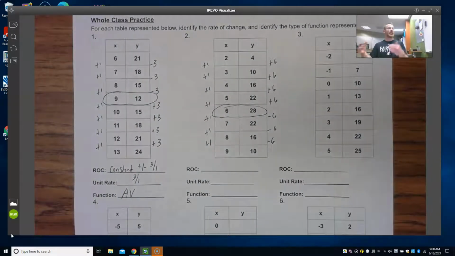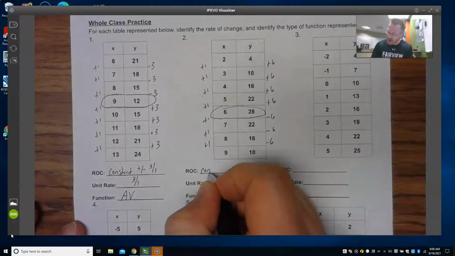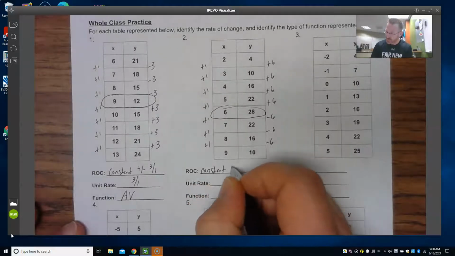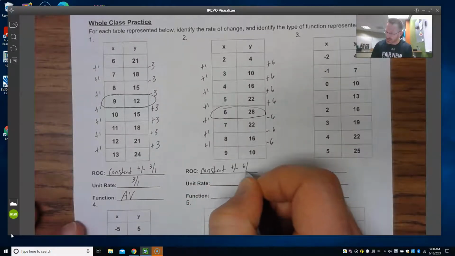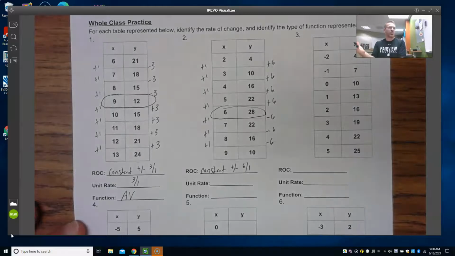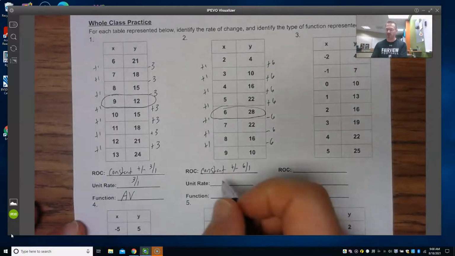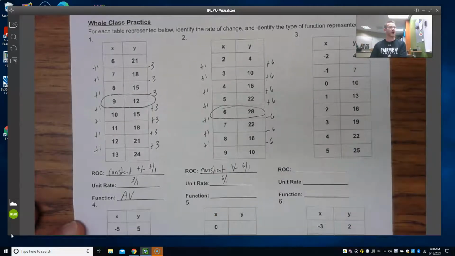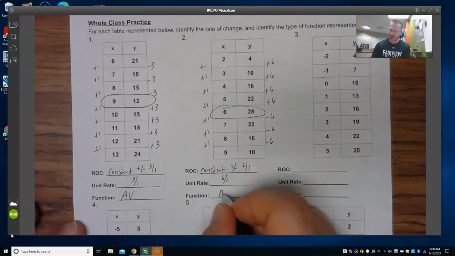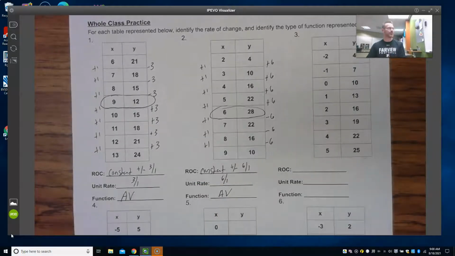So we can see that we get that constant rate of change. 6 to 1, 6 to 1, 6 to 1, 6 to 1. And now we go in the opposite direction. Negative 6 to 1, negative 6 to 1. So we have a constant of plus or minus 6 to 1. And once again, we're dealing with unit rates here because our change in x is 1 for all these. So our unit rate is 6 to 1. So we have a constant rate of change in both directions with a turning point. That means our function is absolute value. All right, so there you go for problem 2.